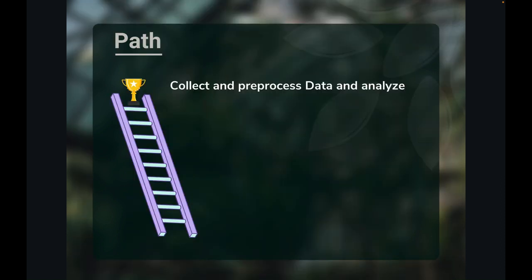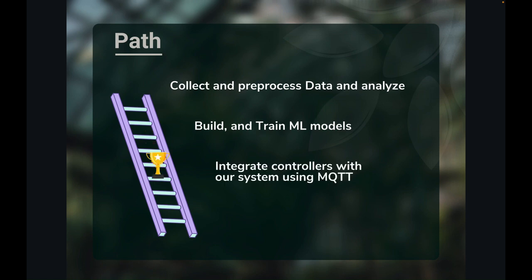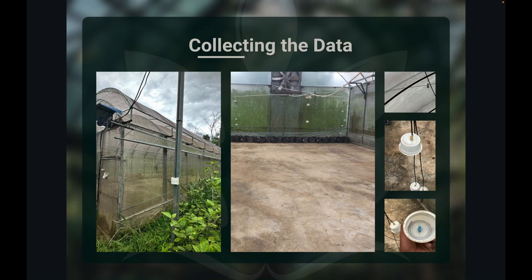So in order to solve this problem, first we collected and pre-processed the data and analyzed it. Then we built and trained our ML model. Then we integrated our controllers with our system using MQTT and our machine learning dashboard. And then we created and deployed the model and dashboard and integrated them. So this is the greenhouse area where we collected the data from the sensors and the plants.